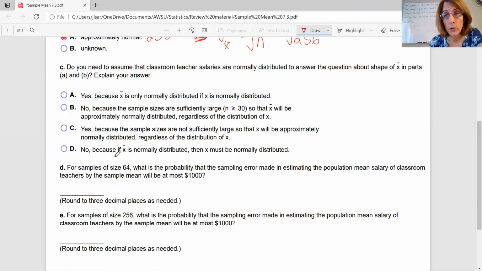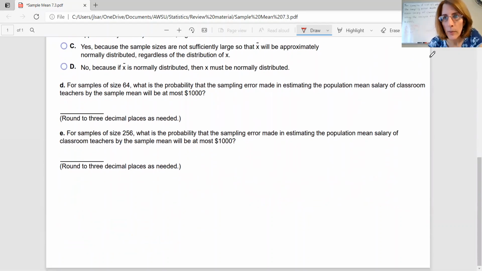In other words, did you have to assume the parent population was normal? And the answer here is no. We did not have to make any assumptions about the distribution of the parent population because our sample sizes were both greater than 30. So that answer would be B. The only time you have to worry about the distribution of the parent population is when you have small sample sizes, less than 30.